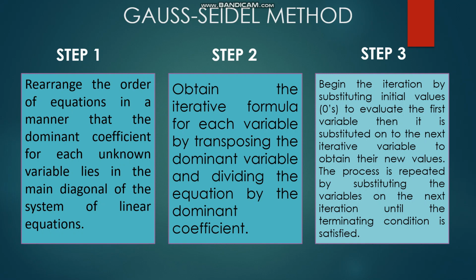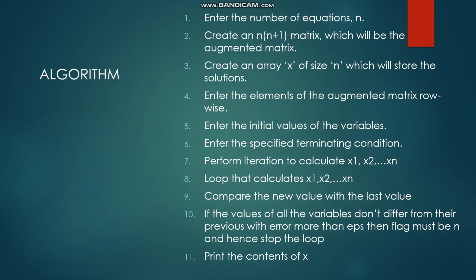Step 2, obtain the iterative formula for each variable by transposing the dominant variable and dividing the equation by the dominant coefficient. Step 3, begin the iteration by substituting the initial values by 0 to evaluate the first variable. Then it is substituted onto the next iterative variable to obtain their new values. The process is repeated by substituting the variables on the next iteration until the terminating condition is satisfied. So this is the algorithm for Gauss-Seidel using C++.